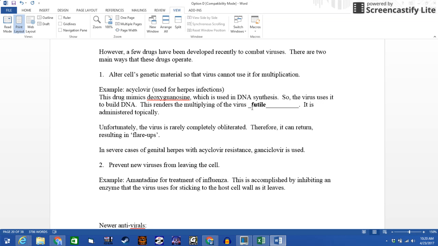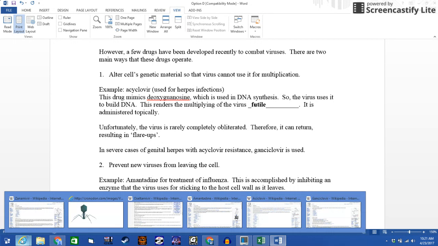So that's administered topically. Unfortunately, using this technique does not usually obliterate the virus completely, therefore it returns, resulting in flare-ups. This is used in genital herpes a lot. Occasionally, there are some severe cases that have acyclovir resistance, and so ganciclovir is used. And I'm going to show you the two structures of those drugs right now.